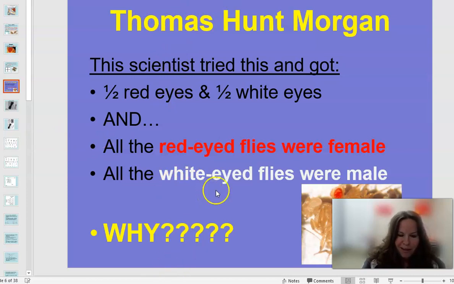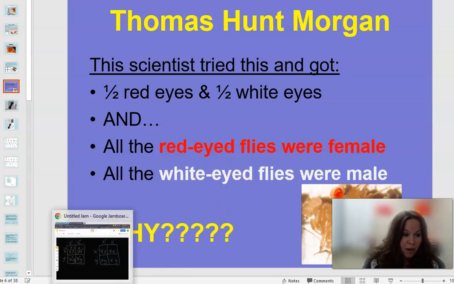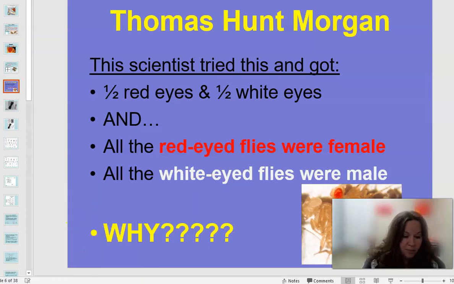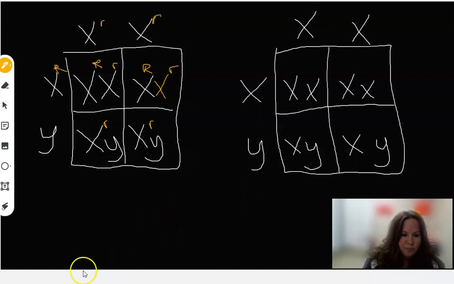Well, it's all fine and good with fruit flies and the color of their eyes, but how about some human traits that are on the X chromosome? That might be a little more interesting to us. Well, red-green color blindness is an example of a gene that's on the X chromosome.